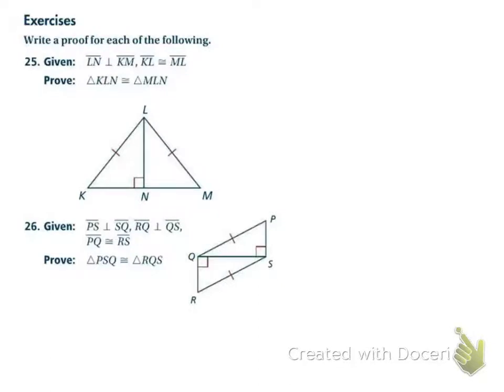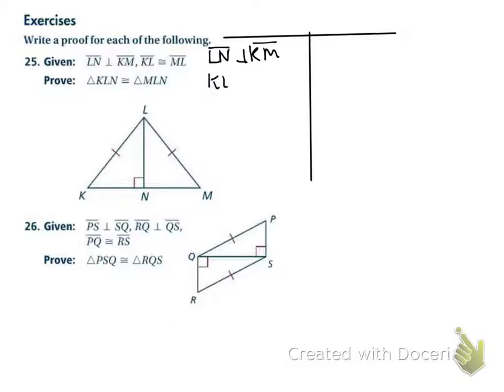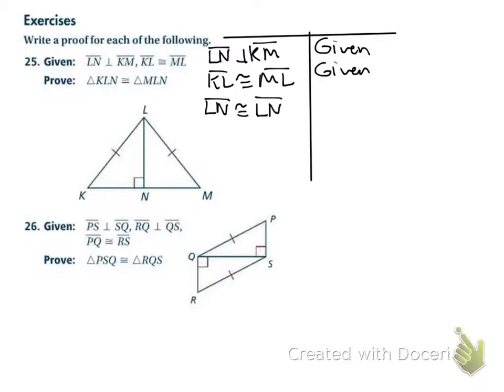Number 25, we need to write the proof, so we're going to start with our givens. We have LN is perpendicular to KM, and KL is perpendicular to ML. Make sure we put given there. Okay, now let's look. We have that LN is congruent to itself. That is the reflexive property. That is a pretty easy one, so let's get that one down and taken care of.